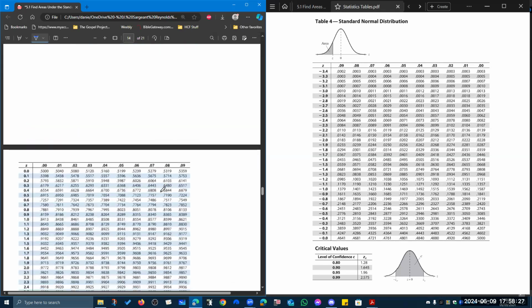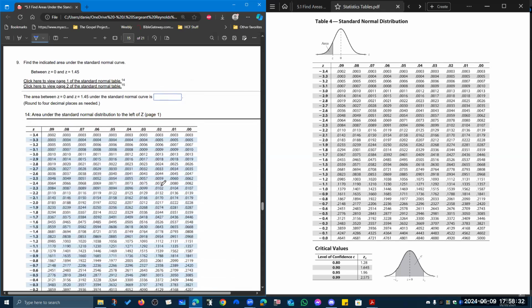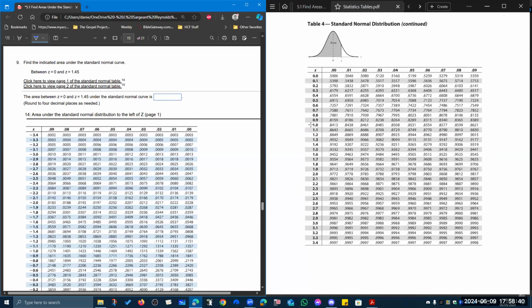We should almost be done here. Between 0 and 1.45. So 1.45: 0, 1, 2, 3, 4, 5. 0.9265 minus 0.5000, because 0 is to the left. That's the one that we're subtracting. So that's 0.4265.